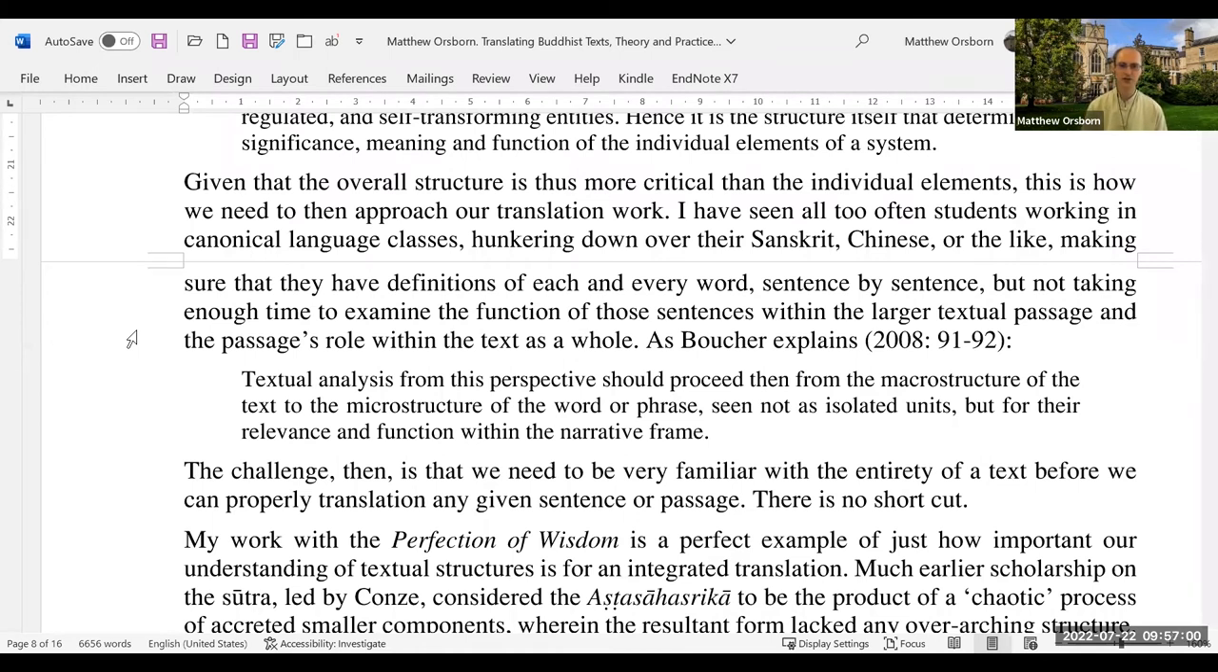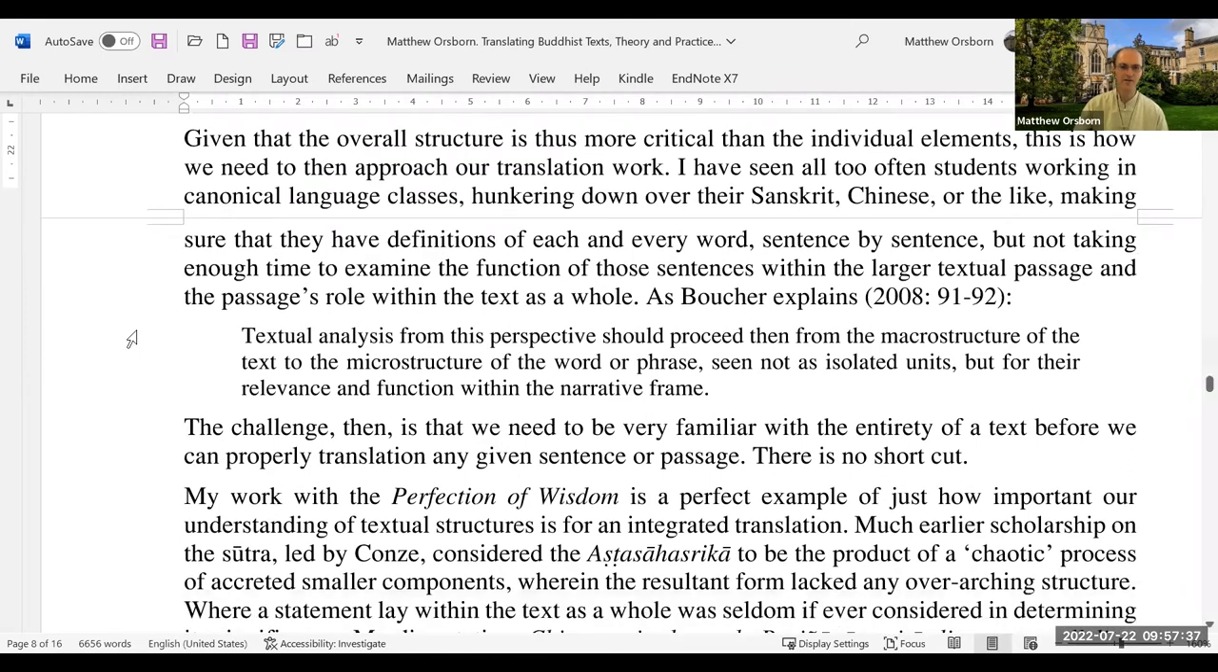Given that the overall structure is thus more critical than the individual elements, this is how we need to then approach our translation work. Now, I have seen all too often students working in canonical language classes. I teach Sanskrit, I teach Chinese, hunkering down over their Sanskrit and Chinese or whatever, making sure that they have definitions of each and every word, sentence by sentence, but not taking enough time to examine the function of those sentences within the larger textual passage and the passage's role within the text as a whole. I see this very often. You're caught in the words and missing out on the sentence, on the paragraph.